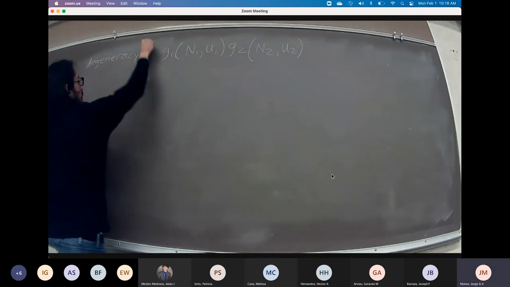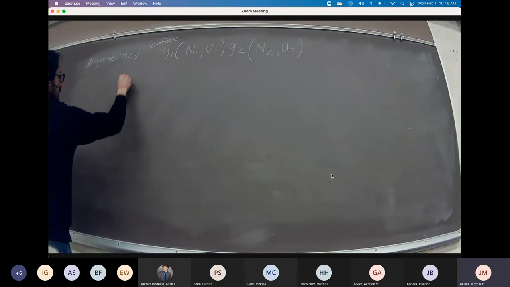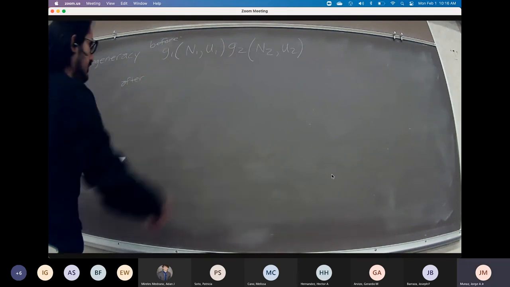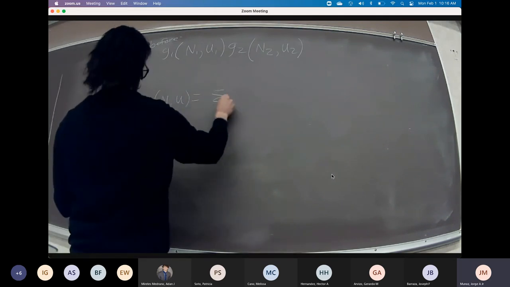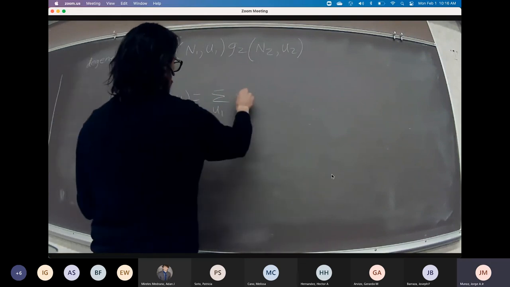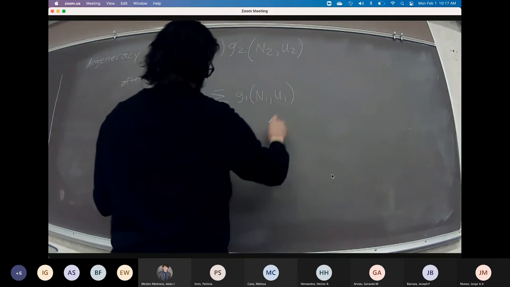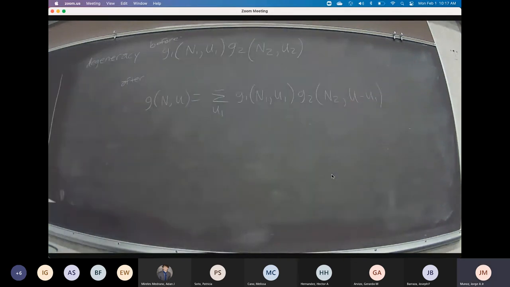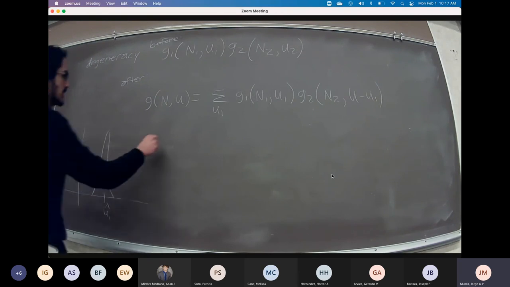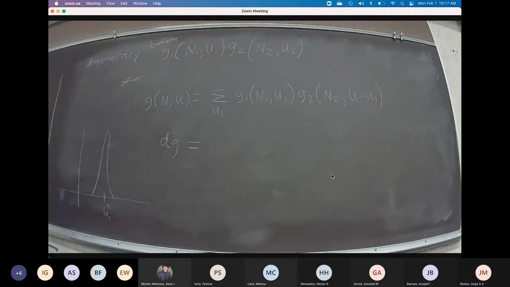After contact, so when they are in thermal contact, that number is going to be the sum over all the possible energies U1 of G1(N1, U1) times G2(N2, U minus U1). So the distribution is going to have a peak at U1 hat. Okay, so the peak is going to have a maximum where the G equals what?